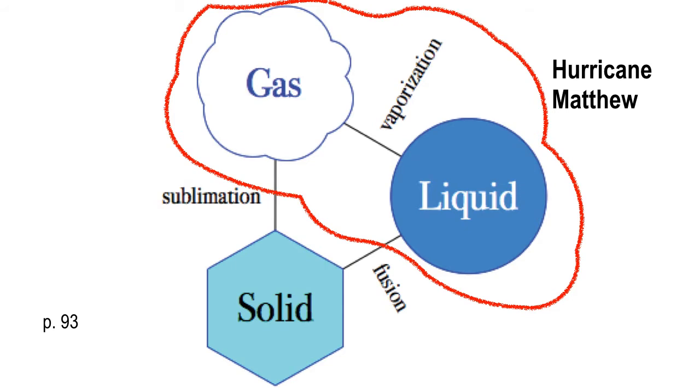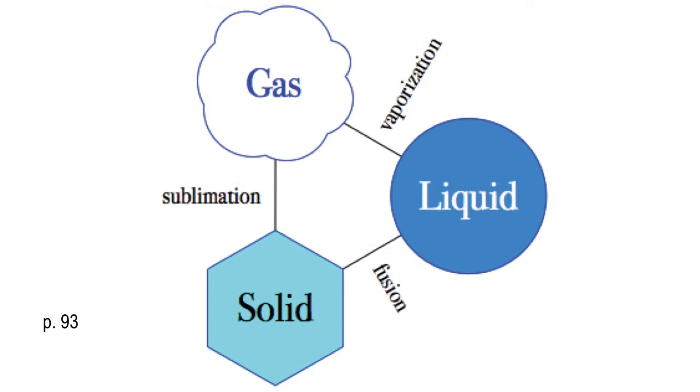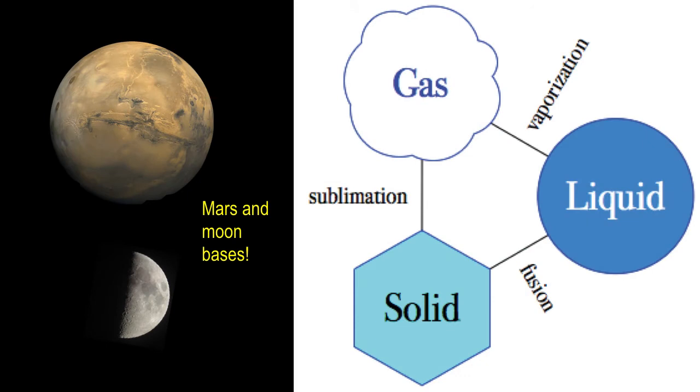Anyways, Hurricane Matthew, gigantic system, and basically the dynamics are liquid to gas, gas to liquid, based on the exchange of heat between the surface of the ocean and the water vapor in the atmosphere. So here's another area where we want to know and use as much of the information that we have about the phase transitions, specifically for water and CO2. That is the topic of moon bases and establishing a base on Mars and a base on the moon.